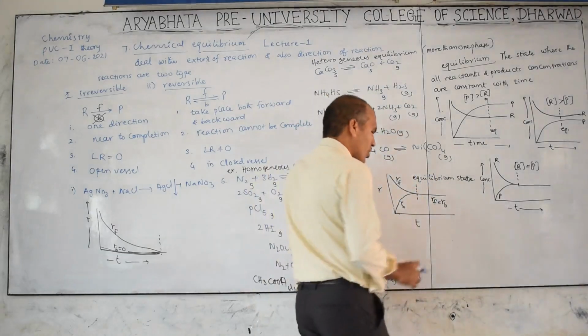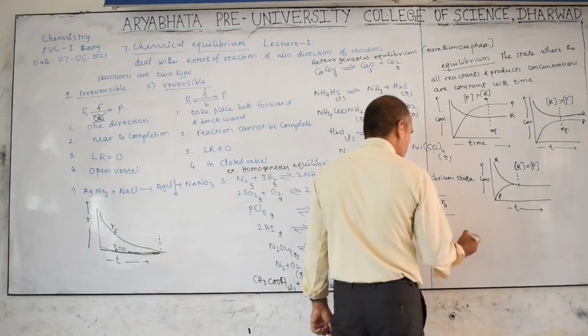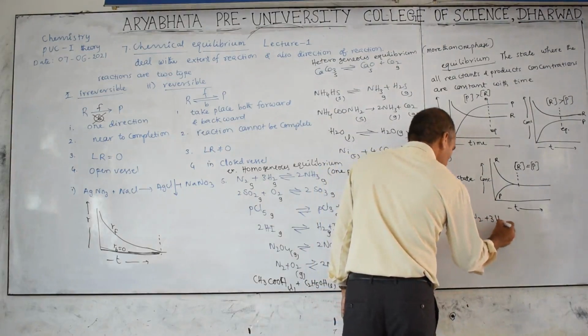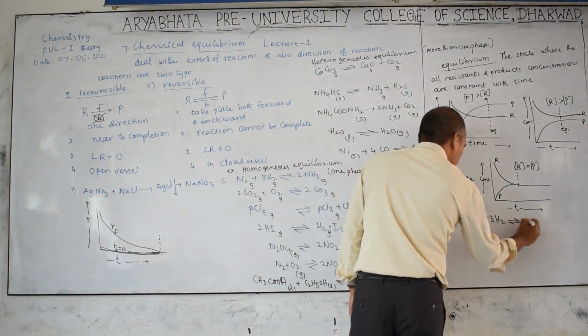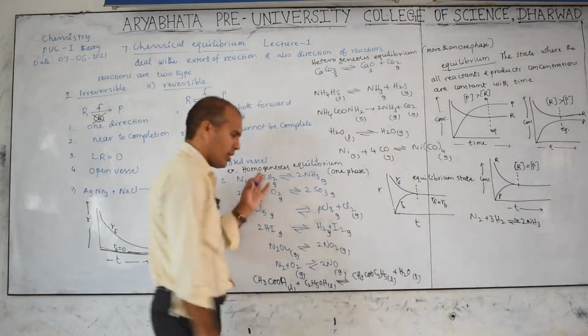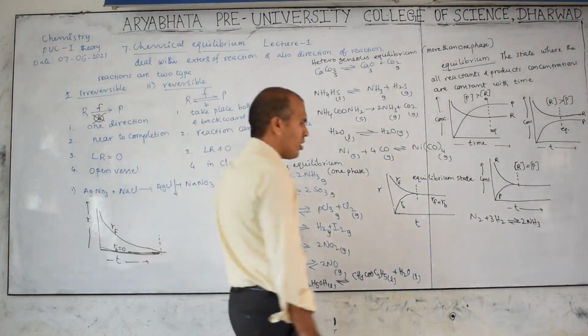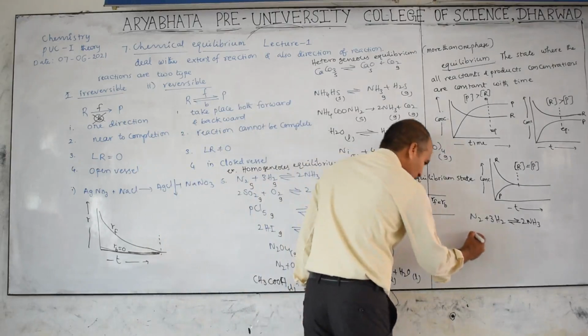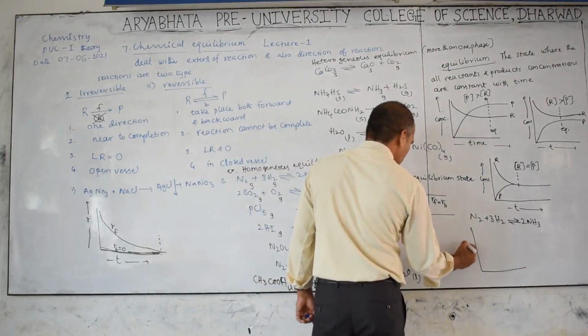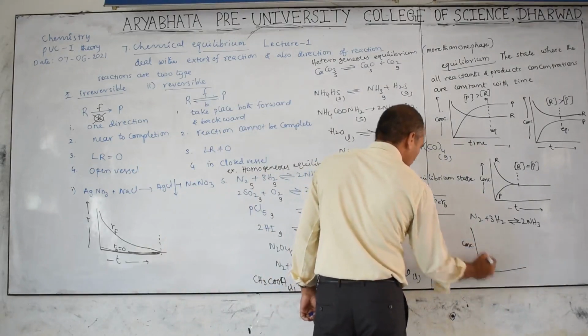So based on this, I want to give one more example here. Now N2 plus 3H2 gives rise to 2NH3. This is one of the equations. Already we studied homogeneous equilibrium here. Now based on this equation, they may give a graph. What is the graph here? Concentration and time.